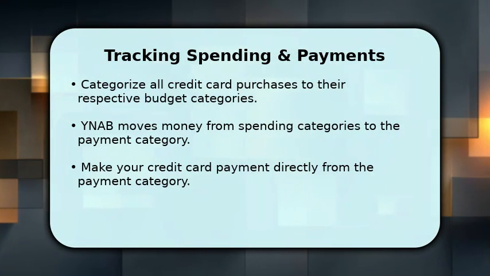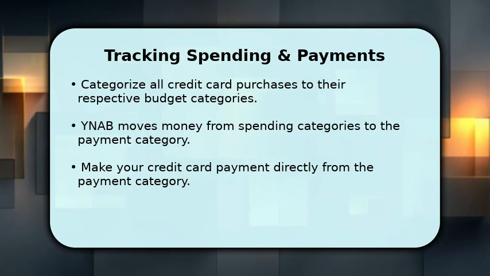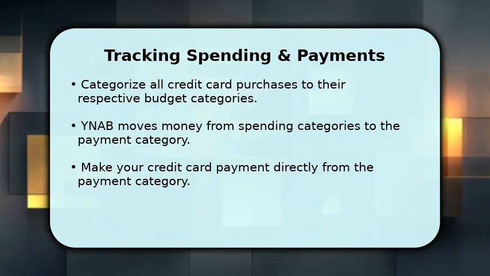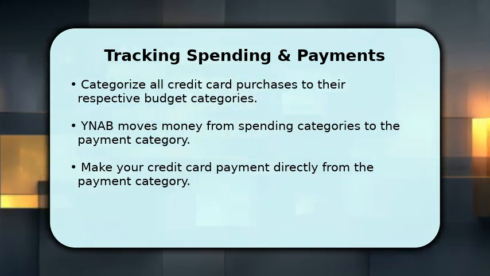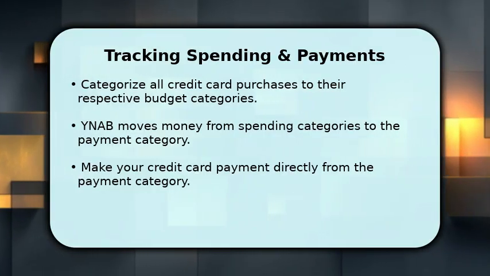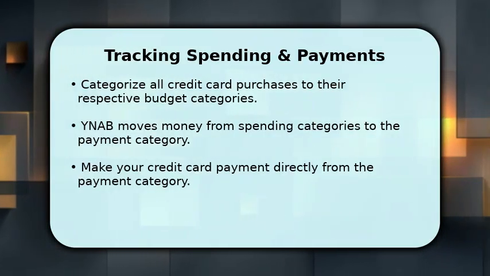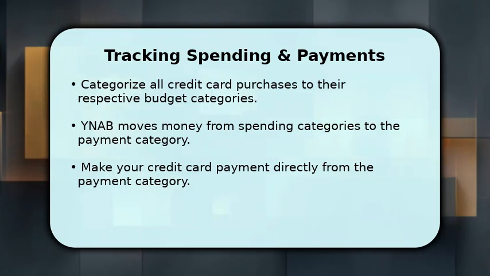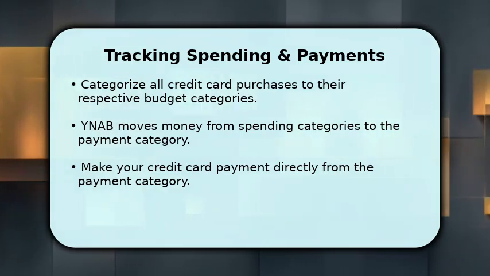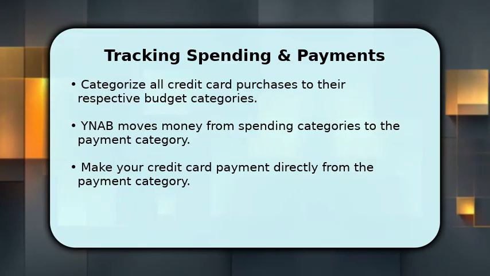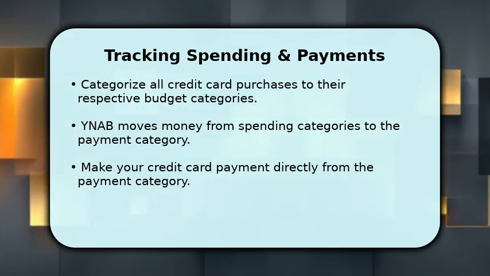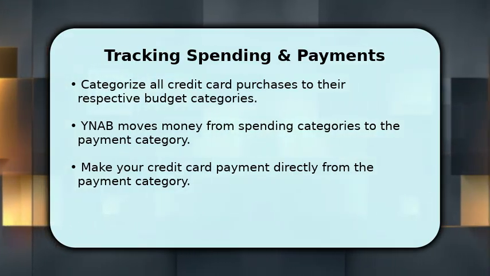When you spend on your credit card, categorize each transaction to its appropriate budget category, just like cash. YNAB then automatically moves the money you've budgeted for those categories into your credit card payment category. When it's time to pay, simply make your payment from this dedicated category. This ensures your budget always reflects available funds for payment.